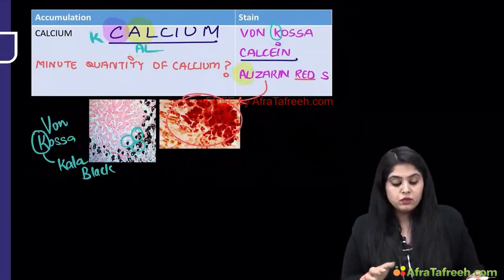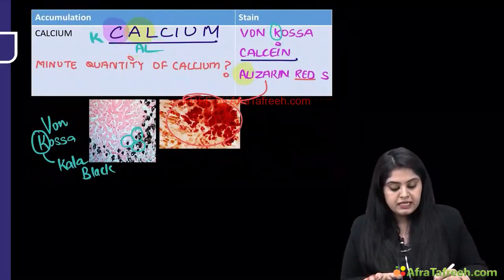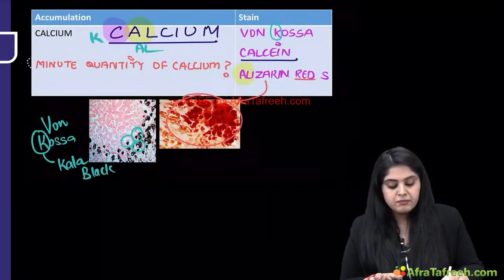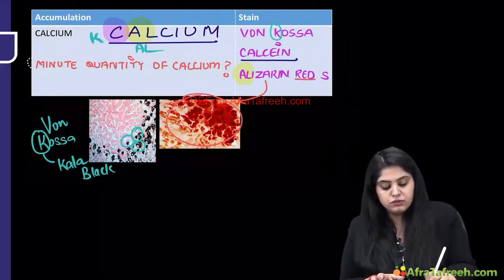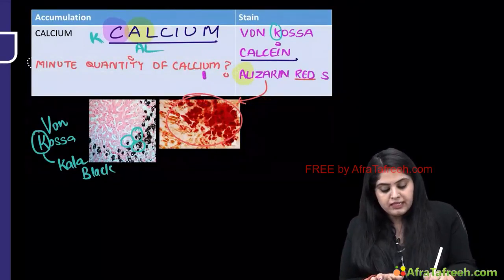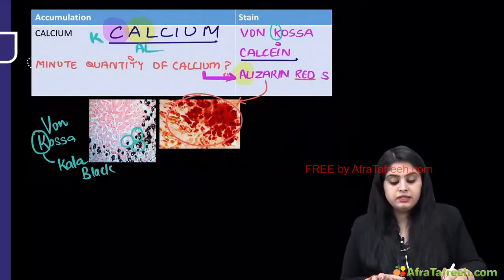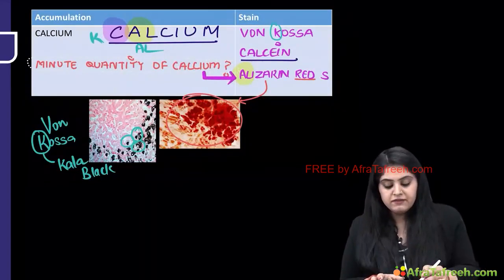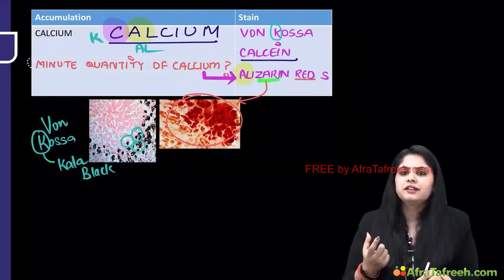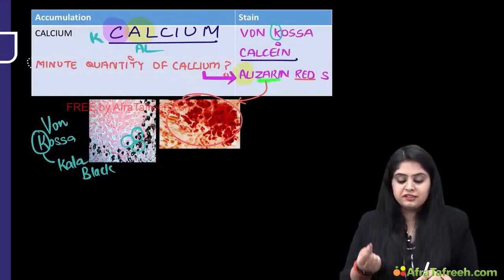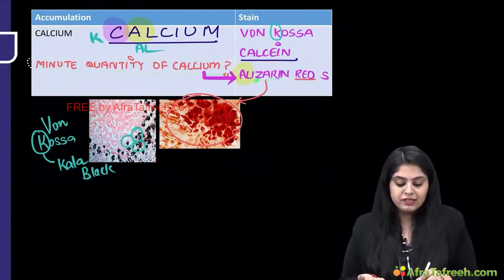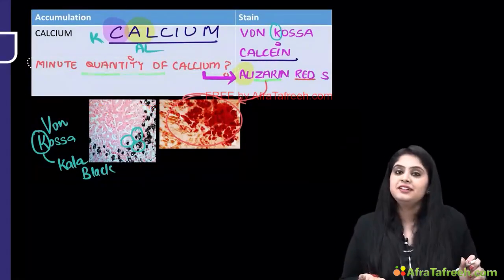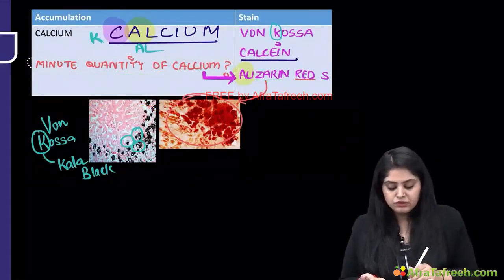But now I'll ask you a question. If you have a very little amount of calcium, minute quantities of calcium, then what will you do? Which stain will you use? You will use alizarin red S. How have we learnt it? We had studied that whenever I want to stain a little bit of calcium, minute quantity of calcium, use alizarin red S. So for a little calcium, alizarin red S. Simple. Calcium is also sorted.